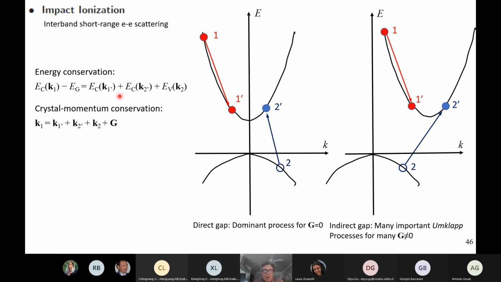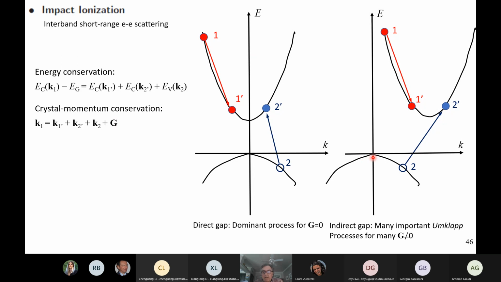K1 and K1 prime are the wave vectors of the initial electron and the final electron state, and K2 the same for the partner electron. And this clearly will be represented as a whole. You must also have conservation of crystal momentum, which means that the initial momentum is equal to the sum of all of the wave vectors, the crystal momenta of all of the other particles, up to a wave vector of the reciprocal lattice, that actually in indirect gap materials plays a big role.